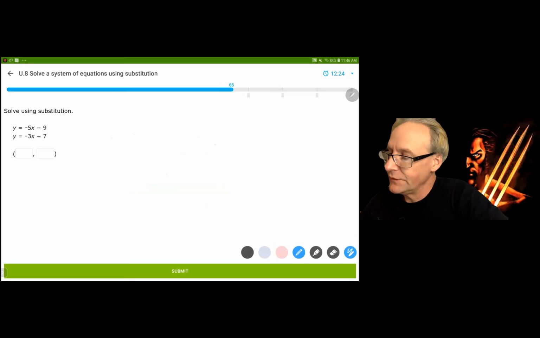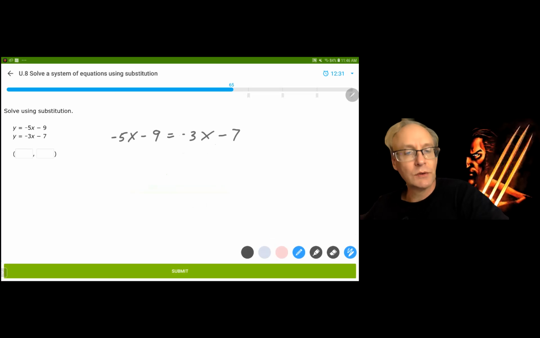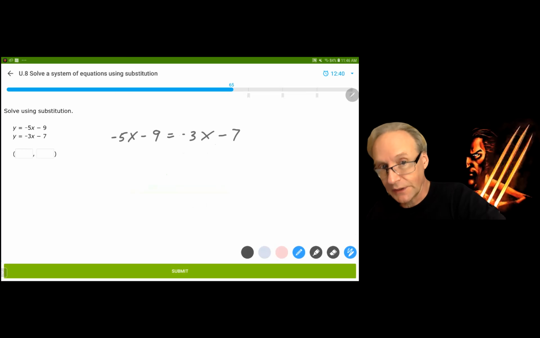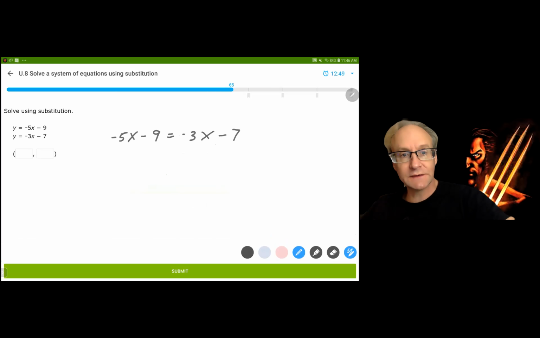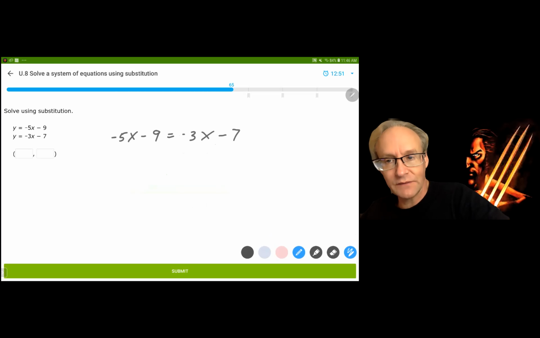All right, substituting in, negative 5x minus 9 equals negative 3x minus 7. We're doing substitution. Getting rid of the negatives is always nice. There really is no way to do it in this particular case. Some people like always getting their x's on the left, which is fine. It doesn't make any difference. So I could add 3x to both sides, or I could add 5x to both sides. I am going to go ahead and add 3x to both sides in my head.